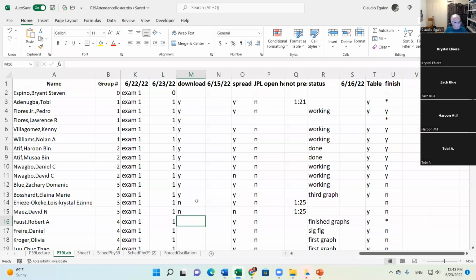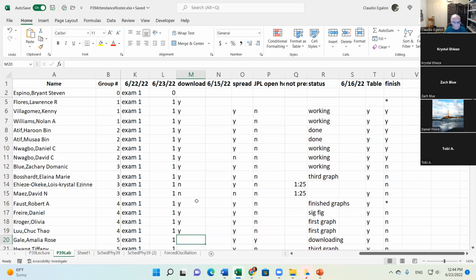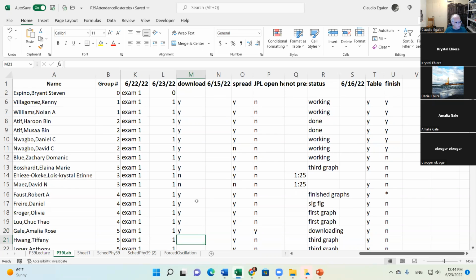Got it. Robert Faust. Downloaded. Did you change the name? You not just download, you also have to change the name, right? From L05 to L03. I'm going to assume that you did both. There you go. Daniel Freddy. Yes, I already did it. Yeah, okay, good. Olivia. Yeah, I did it. Okay, Chuck Lou. Yeah, I've done it. Okay, good. Amalia. Yeah, I did it, Professor. Thank you, Tiffany.